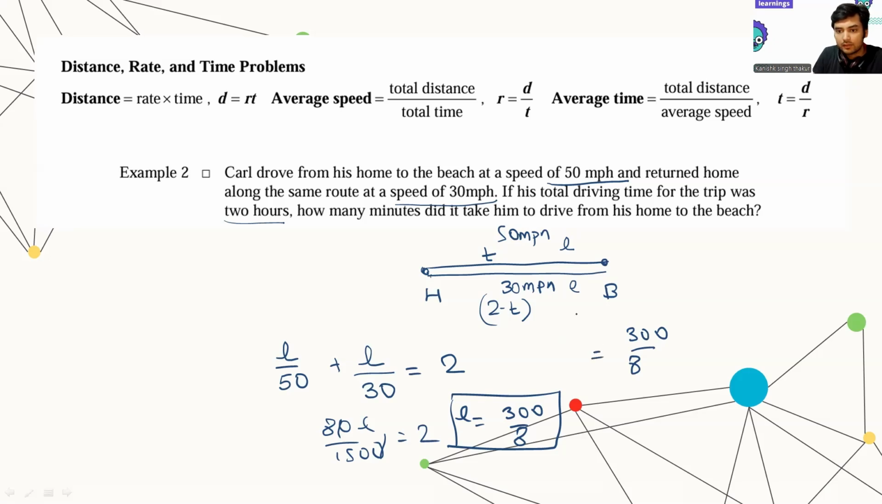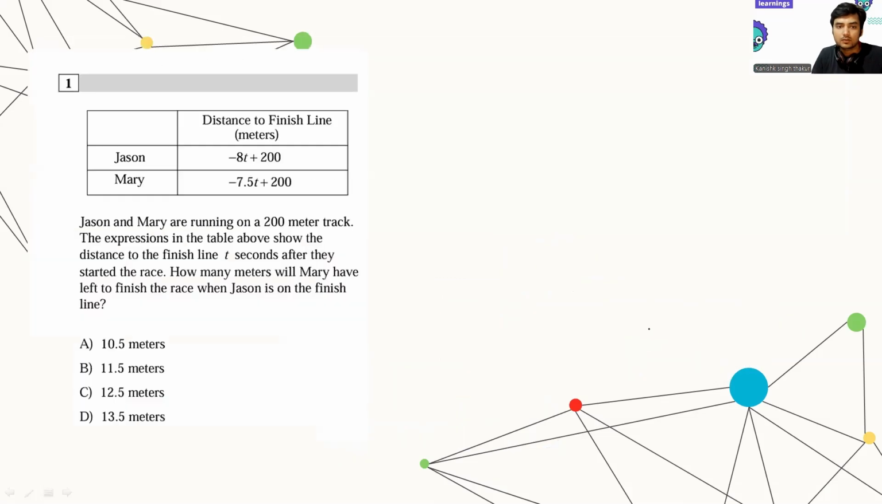Distance upon speed. So, sorry, length upon speed. So 300 over 8 divided by 50. So you will get it as 3 over 4 hour. Fine. Okay.